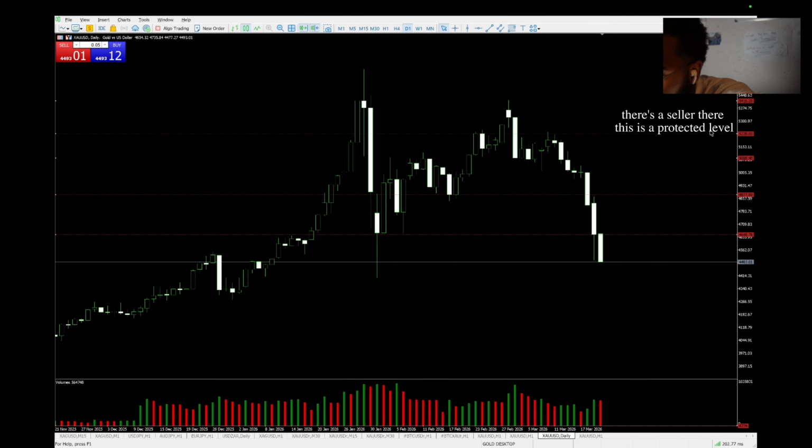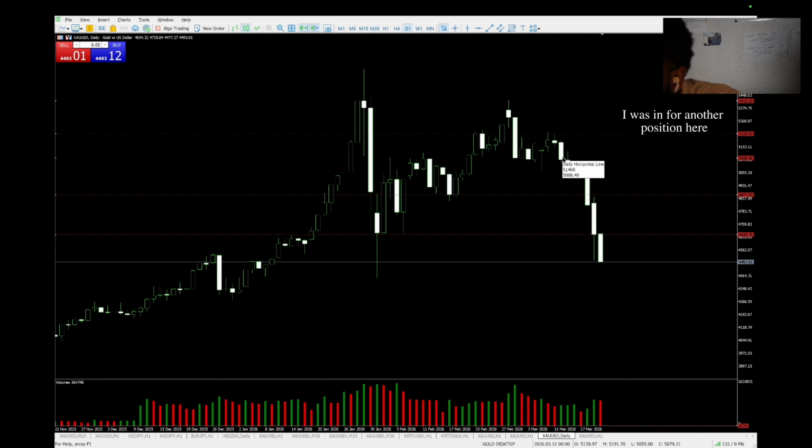This is a protected level. Price comes, it breaks through that level. There was a lot of momentum, it breaks through that level. But there's a seller here. The same seller that was at these levels is now here. They're stepping in earlier, pushing price down. So we know that there's a buyer here at this level. So we expect price to come down and go up. But we also know there's a seller here who's pushing prices down. So price comes down, gets pushed up, gets pushed down.